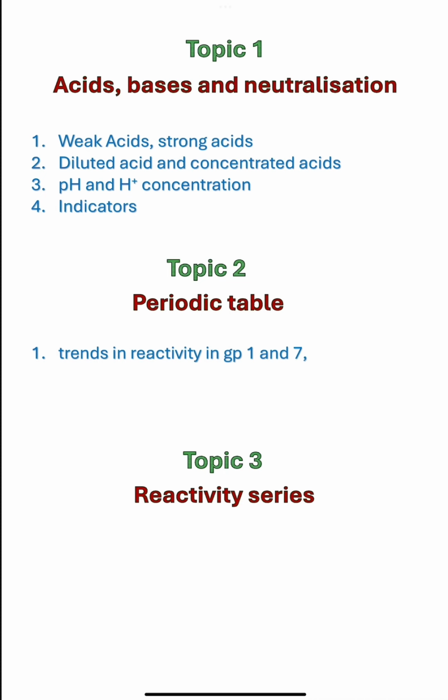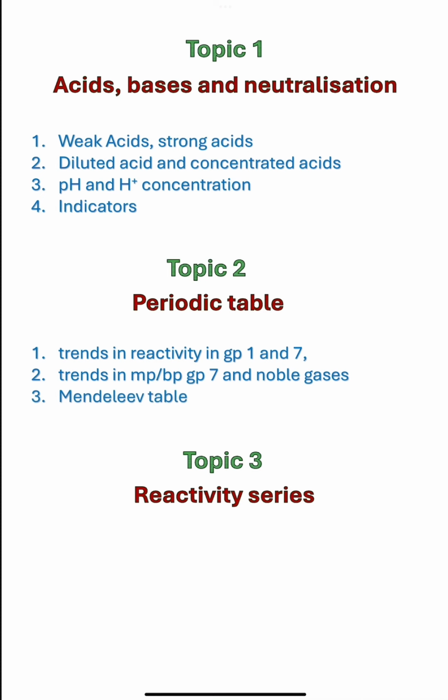They might ask you about the trend in the reactivity, how the reactivity increases as you go down group 1, and it decreases as you go down group 7. And also they like to ask about the trend in the melting point or boiling points for group 7 and for the noble gases or group 0 elements. Remember that the melting point or boiling point increases as you go down because the size of the atom increases and the number of electrons increases. So more intermolecular forces of attraction, more heat is needed to break these forces, so higher melting and boiling point.